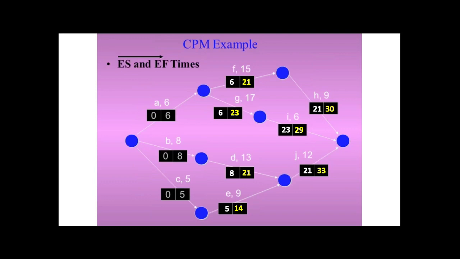Okay, the earliest start time and the earliest finish time. Okay, and since there were three EF, we choose the largest one. So the entire project's EF is 33. This is the earliest finish time, 33.